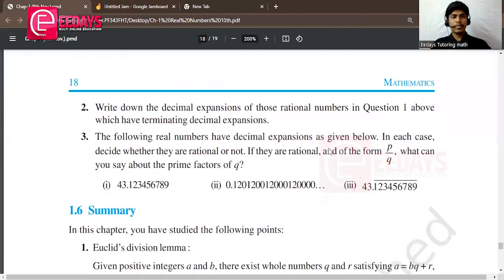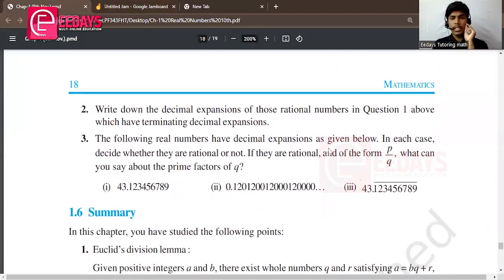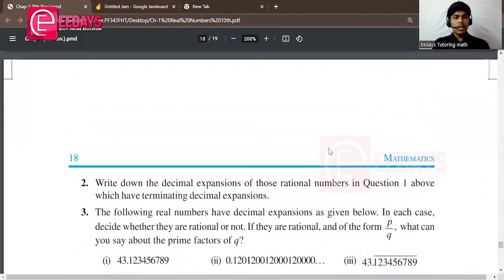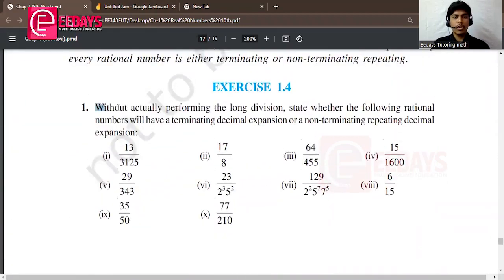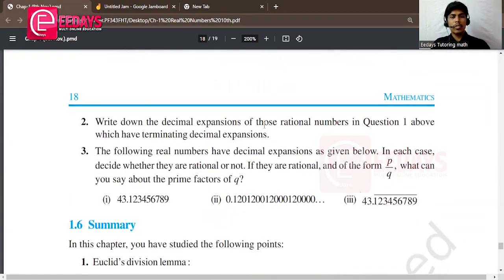Now move on to the second question. Write down the decimal expansion of those rational numbers in question 1 above which have terminating decimals. Previously, in the question they asked us to do it without performing the long division method. You don't do any long division. You just observe the denominator and simplify it, then you can confirm whether it is rational or irrational. But in the next question they ask for the decimal expansion of the rational numbers in question 1 which have terminating decimal expansions. A terminating decimal expansion is nothing but a rational number.